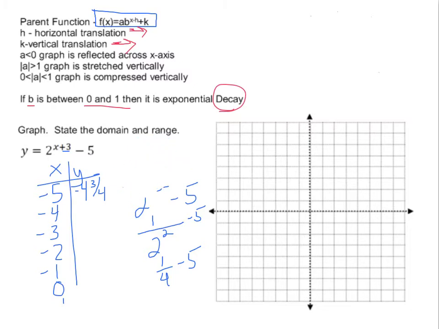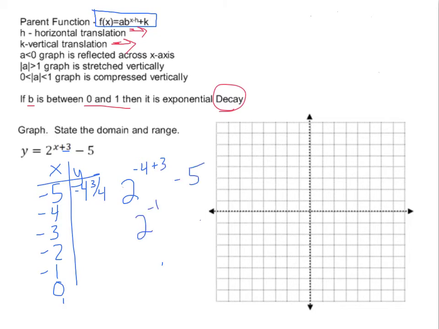And you can, of course, use your calculator for quick work on plugging these in. So now when we plug in -4, we would have 2 to the -4 plus 3 and then minus 5. Well, that would be 2 to the 1st minus 5. 2 to the 1st would be 2 minus 5, which would mean this would be -3.